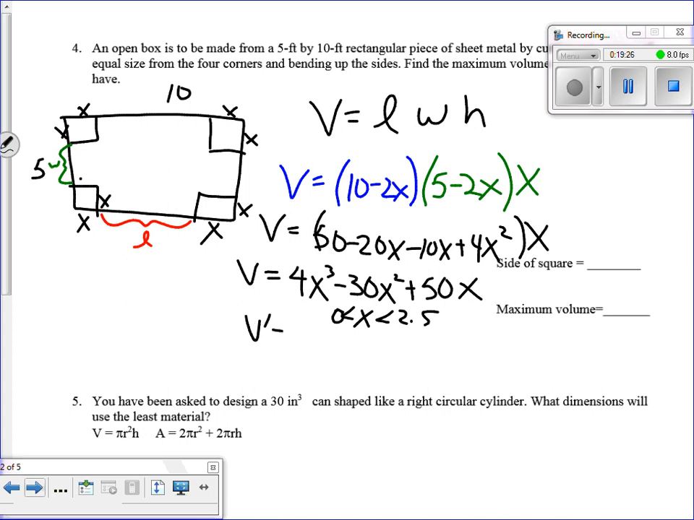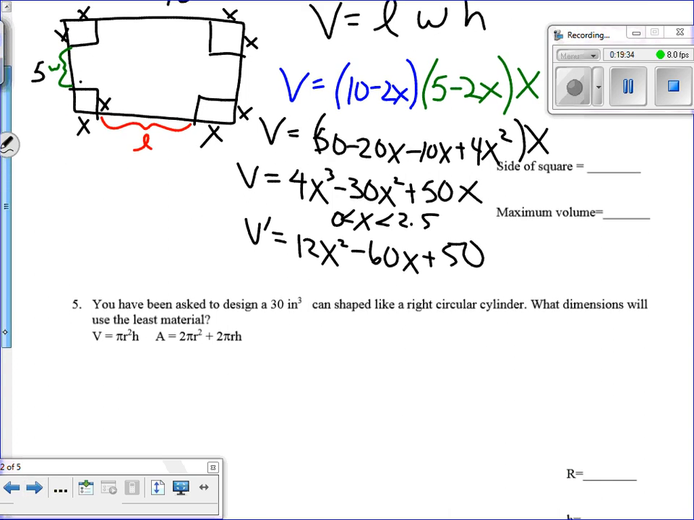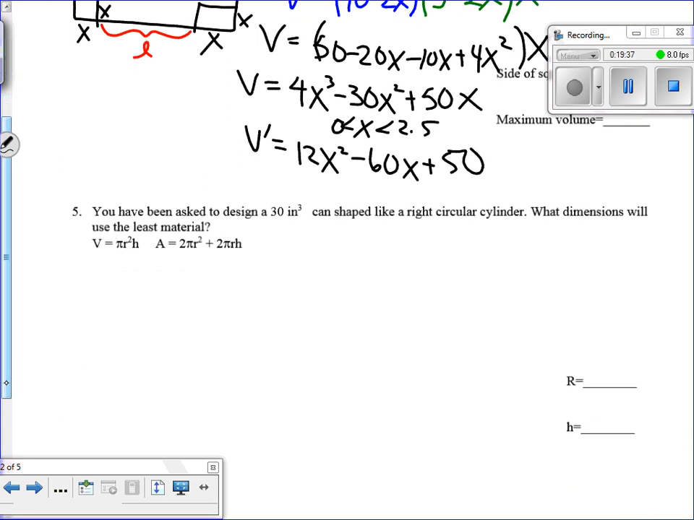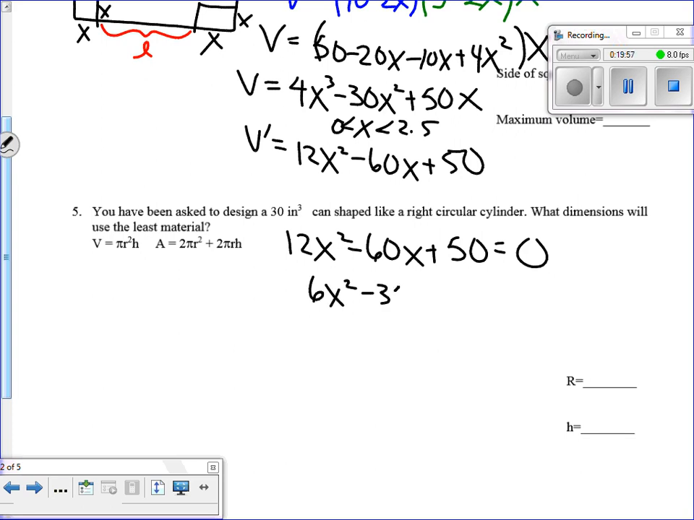So we get the derivative, 12x squared minus 60x plus 50. And we set it equal to 0. And I'm sorry, this one doesn't factor. So to solve 12x squared minus 60x plus 50 equal to 0, you have to use the quadratic formula. Now, you could divide both sides by 2 to make the numbers a little bit more manageable. The sides are still equal. So you'd have 6x squared minus 30x plus 25 equals 0. But that's it. Now, we can't factor, so we're going to use the quadratic formula.